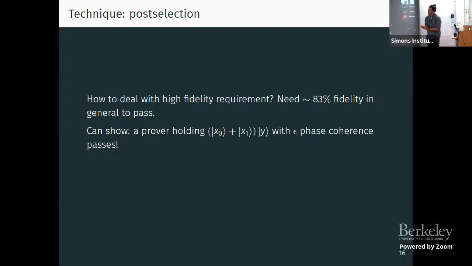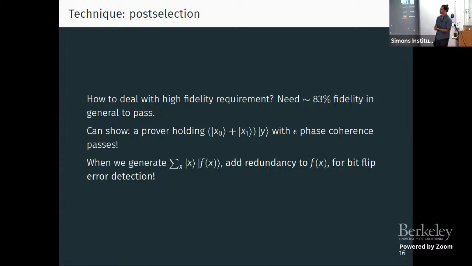It turns out you can show that if you can get your prover to hold this state with this phase in between x0 and x1 only having epsilon coherence, so it might be plus, it might be minus, but it's plus just epsilon more of the time than it's minus, then you can pass the test. So the question becomes, is there some way we can get our prover to generate this even if it's noisy? And it turns out you can.